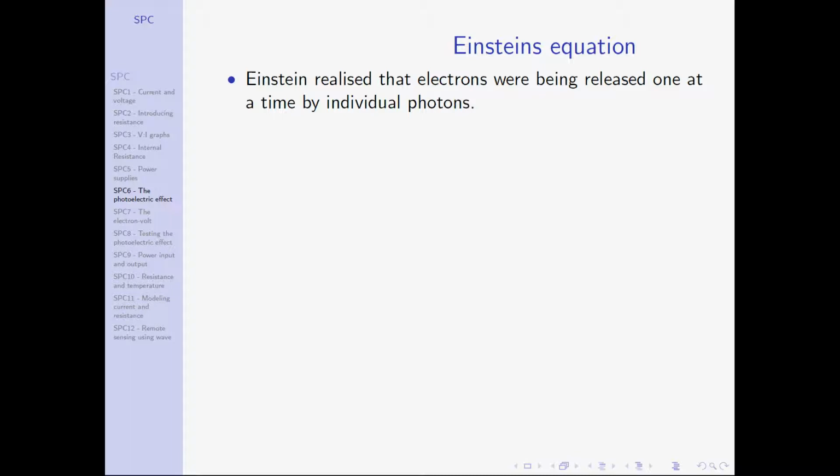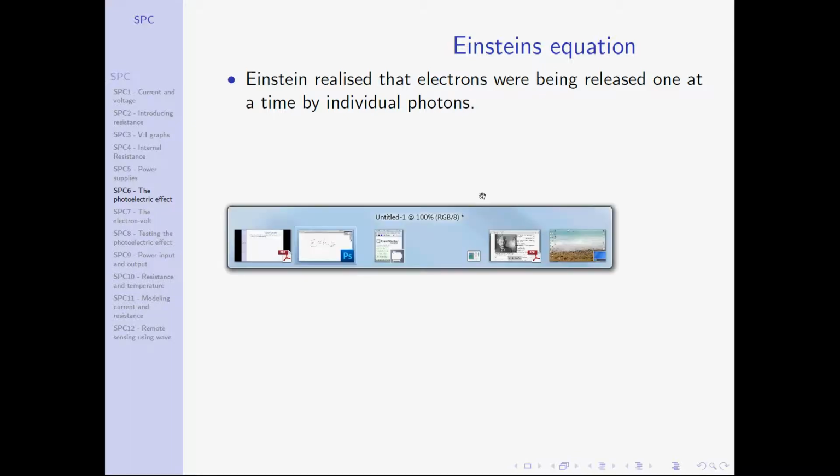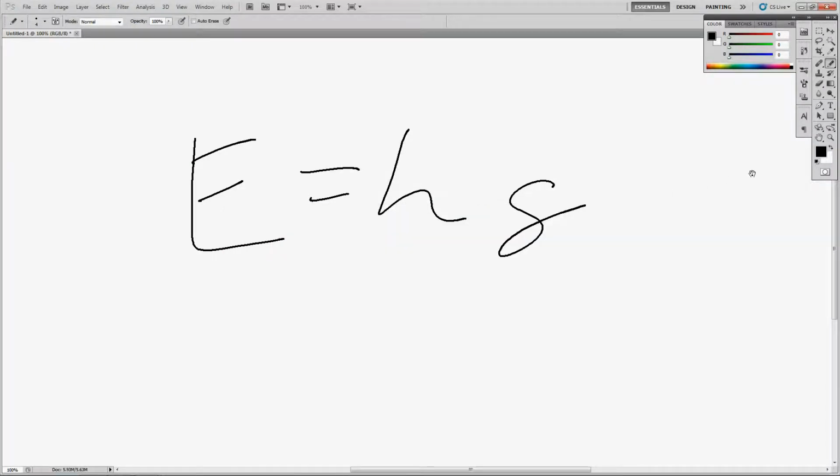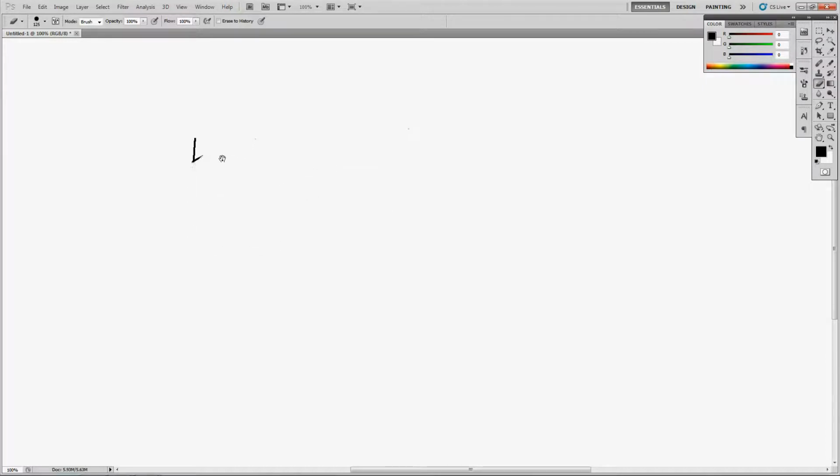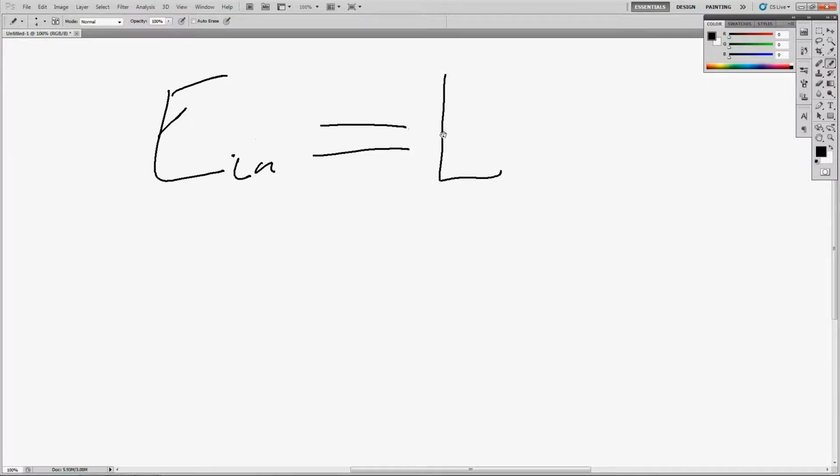So Einstein didn't just look at this and write a few interpretations. He of course came up with a lovely equation, and the equation boils down essentially to a conservation of energy issue. So if we come back to here, we can have a little think about it. Let's clear this off for a moment. The conservation of energy means that the energy can't go anywhere. So we've got some energy in, which is going to be from the photon, and that must equal whatever energy comes out.